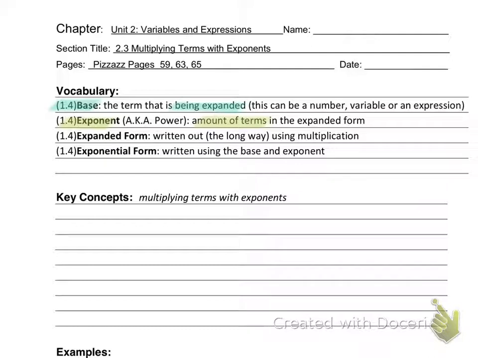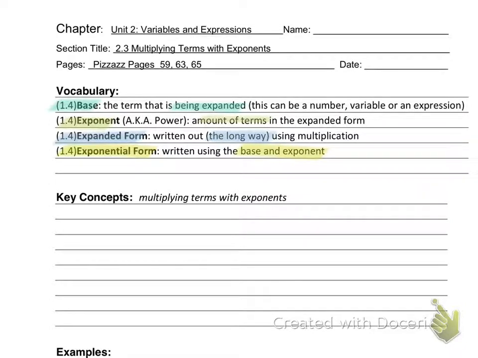And the expanded form is written out the long way, so using multiplication. And the exponential form is when we have the idea of a term with a base and an exponent. So that's what we mean by exponential term. So let's go ahead and take a look at some key concepts for multiplying terms with exponents.